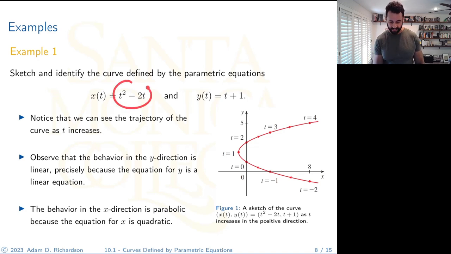Now, the behavior in the x direction is parabolic. So the behavior in the x direction is defined by this parabola, t squared minus 2t. And that's why if you look at the horizontal behavior, the horizontal behavior is parabolic. It's going like this, and then it's going like this, right? It goes like a U. So vertical behavior is linear in nature. Horizontal behavior is parabolic in nature. Sorry, I guess I should go this way. That's better. So you can start to describe the behavior in the vertical and horizontal direction in all sorts of interesting ways, if you think about it, right?